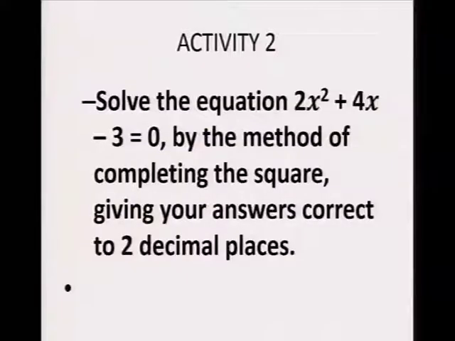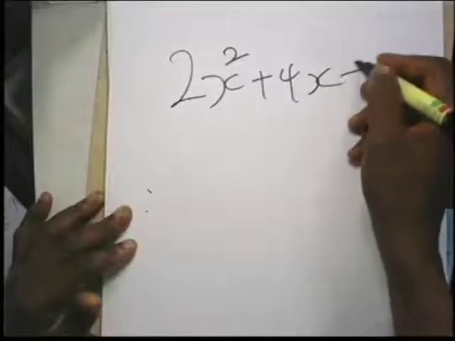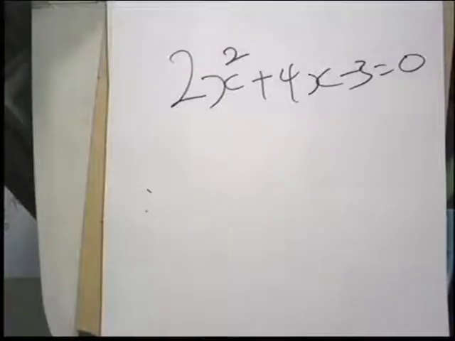Let us look at this. Solve the equation. Look at this equation: 2s squared plus 4s minus 3 equals 0. Now, the question says, by the method of completing the square, giving your answer correct to 2 decimal places.